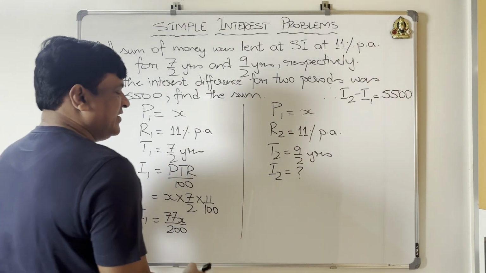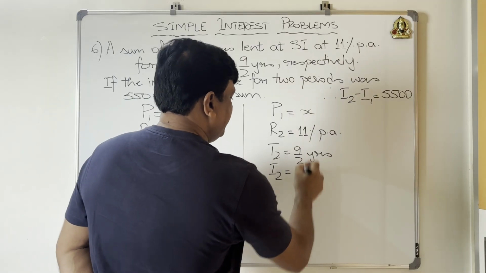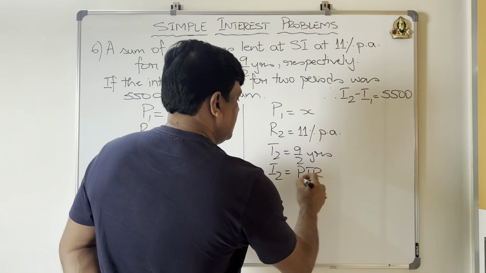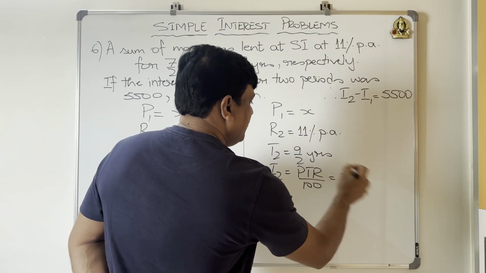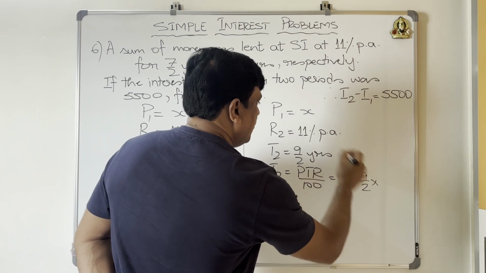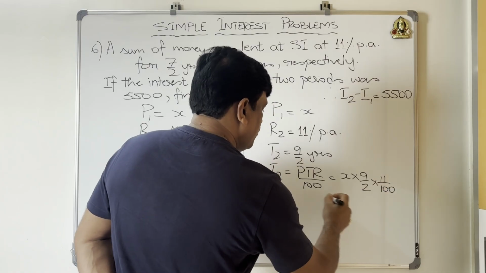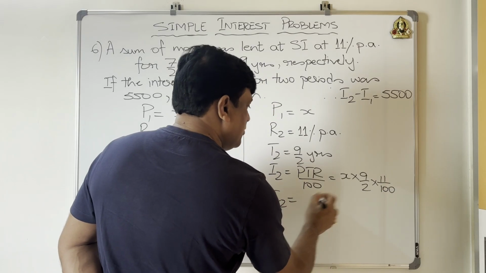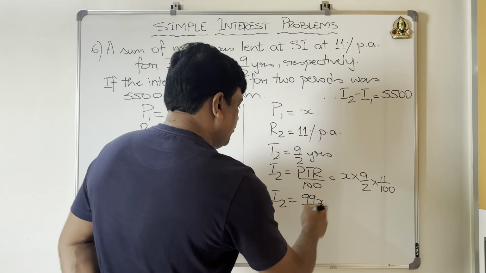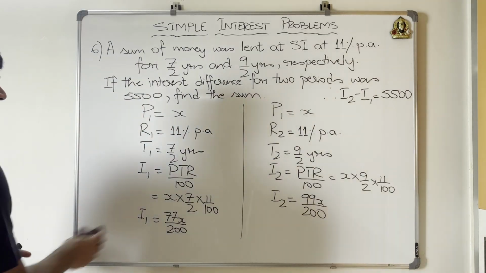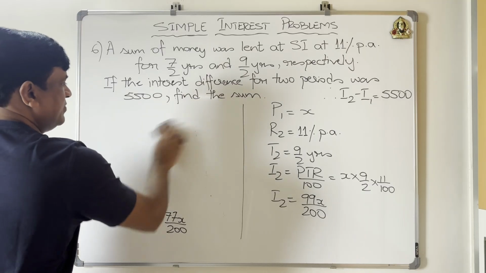Now let's move to the other side. What is your interest 2 over here? Interest 2 is again PTR by 100, right? Let's put the value. You have the P as x, you have your time as 9 by 2, and your rate is again 11 by 100, right? So I'm going to just write it as I2 is equal to 99x divided by 200. So we have everything we need. Okay, let's rub this information so that I can use the space on the top.